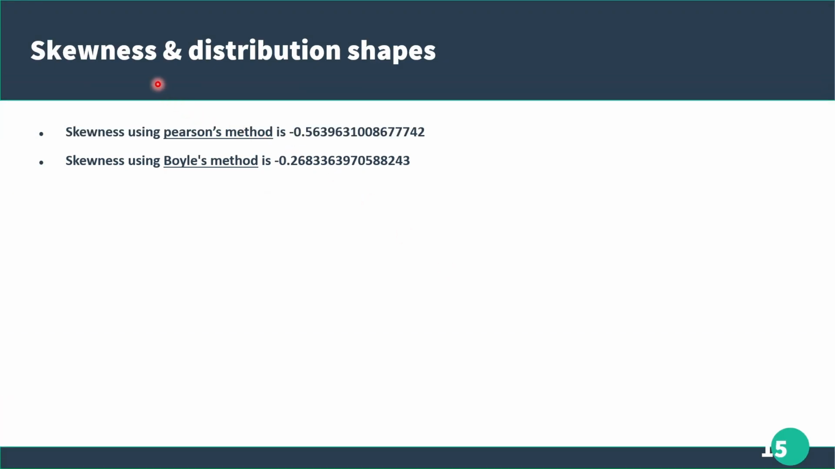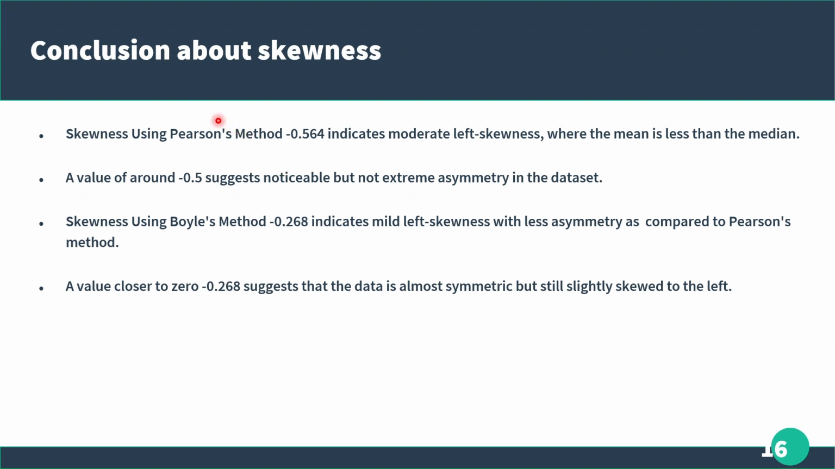There are two ways to find the skewness here. One is the Karl Pearson method and the other is the Bowley method. The skewness calculated by the Karl Pearson method is minus 0.56 and by the Bowley method it is minus 0.268. From skewness by the Karl Pearson and the Bowley methods, we can suggest that the dataset is moderately left skewed, where the mean is less than the median, as we have discussed earlier.